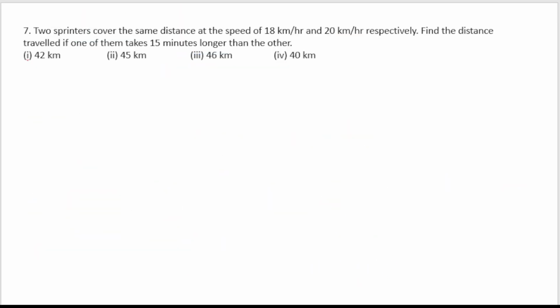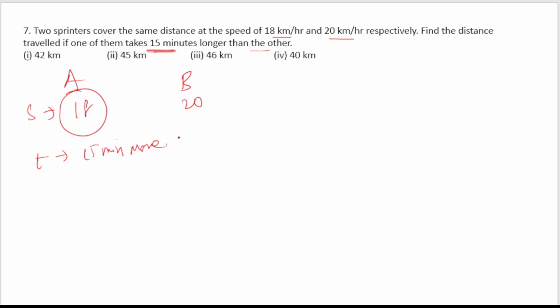Third option. Next one, two sprinters cover the same distance at the speed of 18 kilometers per hour and 20 kilometers per hour respectively. Find the distance traveled if one of them takes 15 minutes longer than the other. Okay, these are the two sprinters A and B. The speed of them is 18 kilometers per hour and 20 kilometers per hour. The speed of A is lesser, so A will take 15 minutes more than B. Okay, we have to find the distance traveled by them, and the distance traveled by them is same.